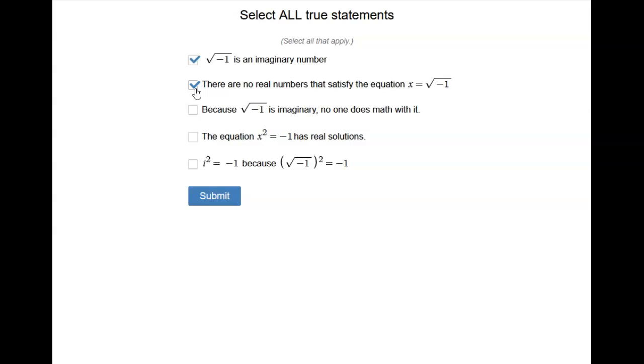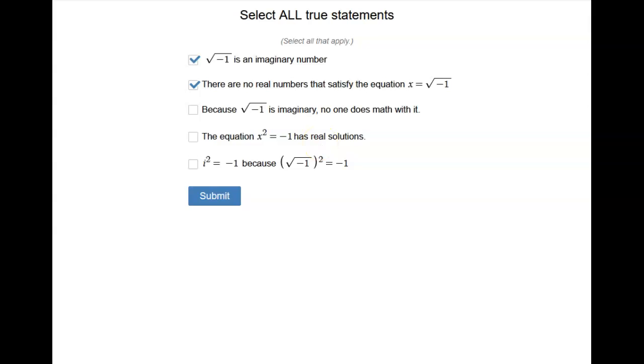The equation x squared equals -1 has real solutions. There's two ways you can think about this. Number one, if I square something, what kind of a solution will I always get? Positive. So in order to square something and get a negative number, it cannot have real solutions.